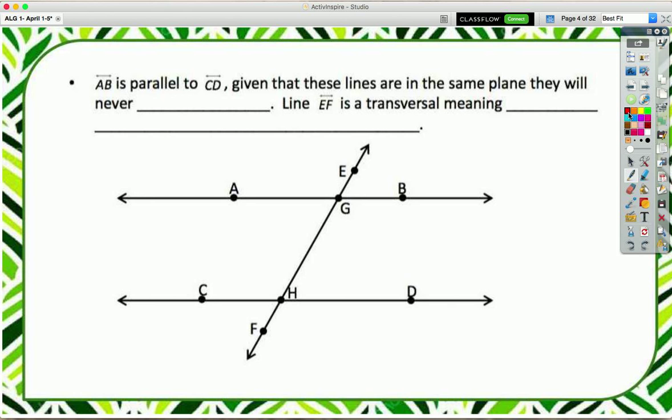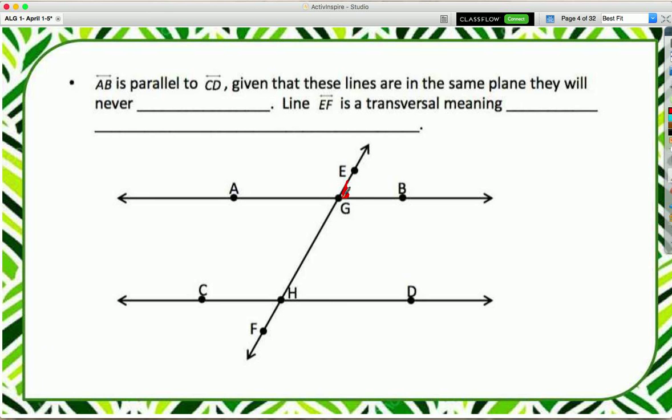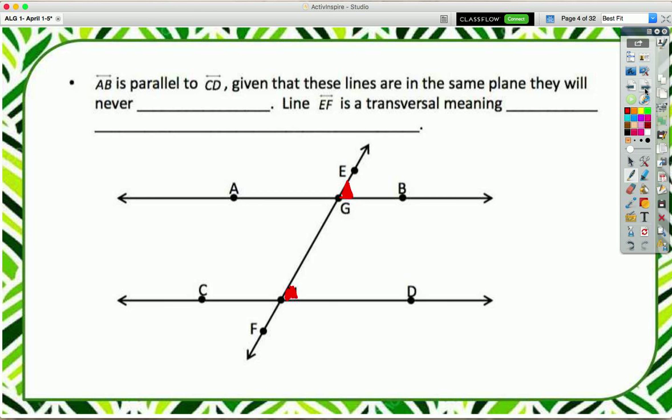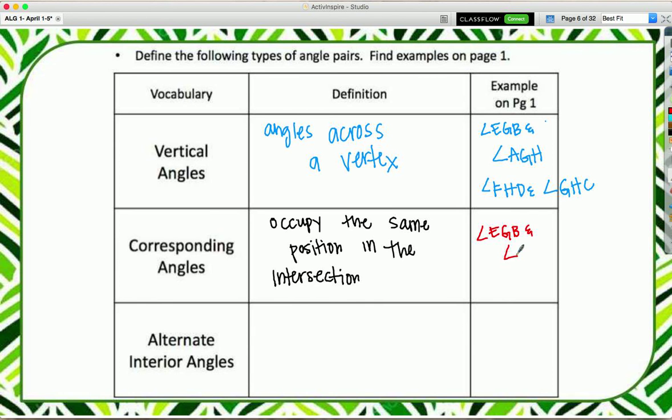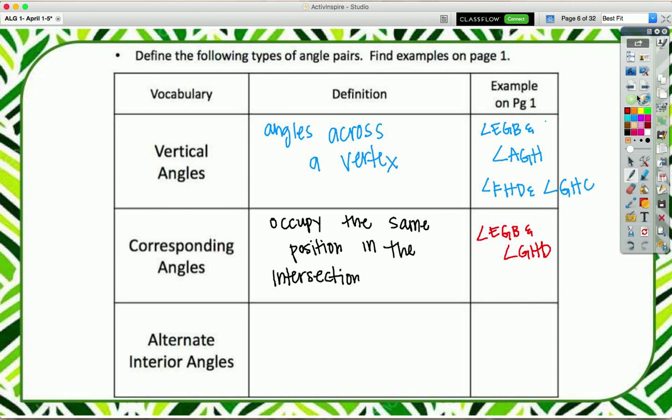An example for corresponding: if I was looking at angle EGB, that's where it is in this intersection. I'd have to look at the other intersection, the one in the same position, GHD. Those are corresponding. So corresponding, we've got angle EGB and GHD. I'm going to give ourselves another example because there are 4 different sets here.